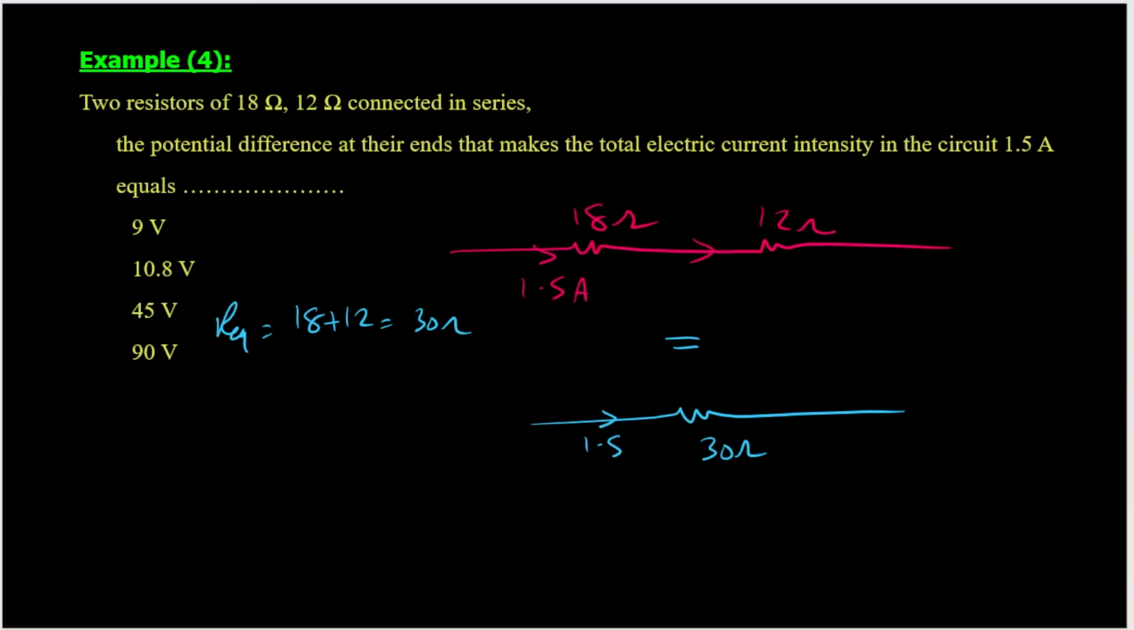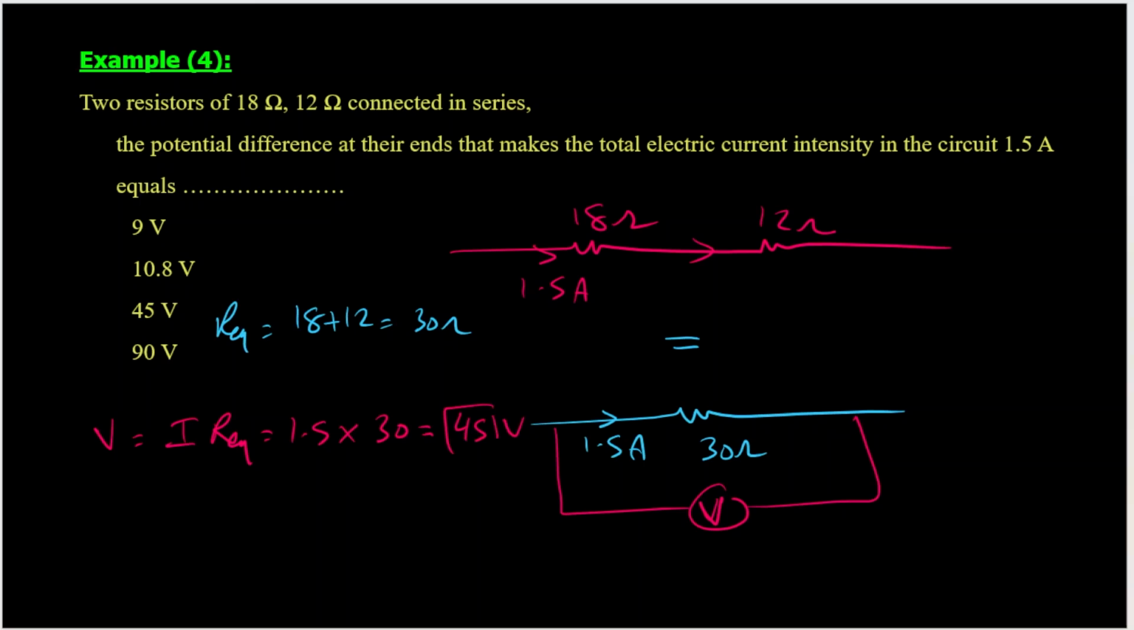And it will carry the same current. So now we have one resistor and we have current, so we can calculate the reading of the voltmeter. The reading of the voltmeter will be I times R equivalent. 1.5 times R equivalent, which is 30, so it will be 45 volt. So this is wrong. The correct answer is C.